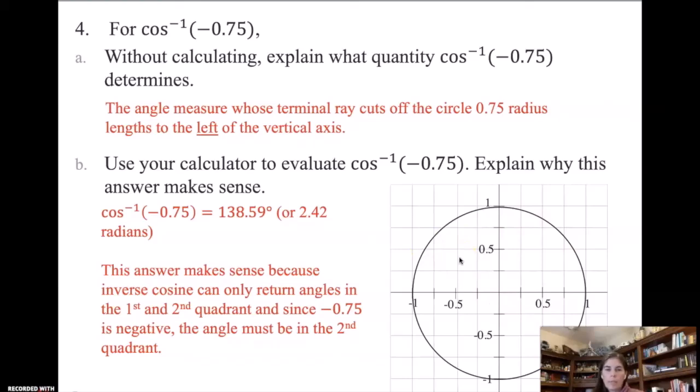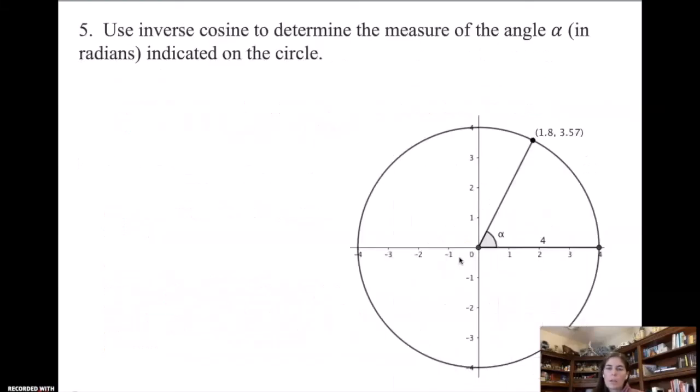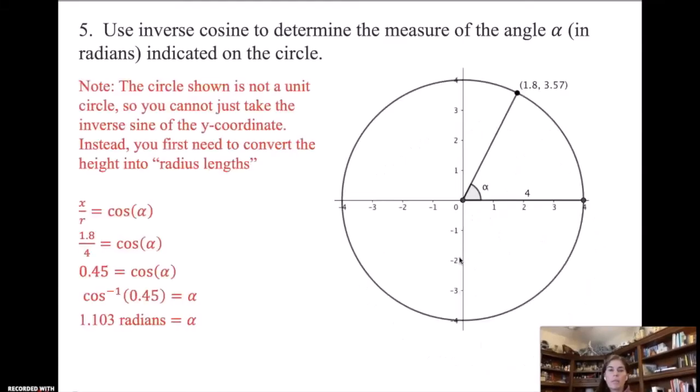Let's take a look at a couple examples with cosine. So actually this is the same problem as it was with sine, but now we're going to look at cosine. So cosine is looking at horizontal, so we're going to look at the x-coordinates, right? So we're going to use the 1.8 that's given there. And I'm going to do the exact same idea. So I'm going to take x, I'm going to divide it by r, right, to convert my distance to a radius length. So I do 1.8 divided by 4, right? So that tells me that this horizontal distance from here to here is about 0.45 radius length, so 45% of the length of my radius.